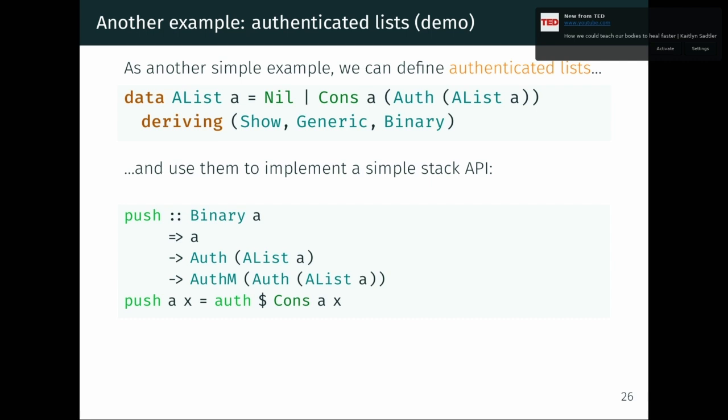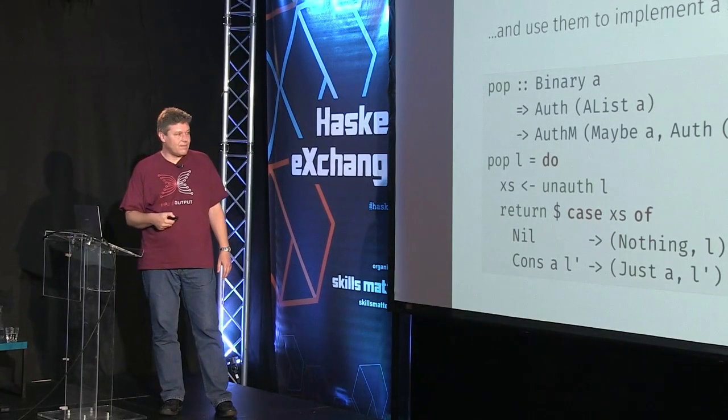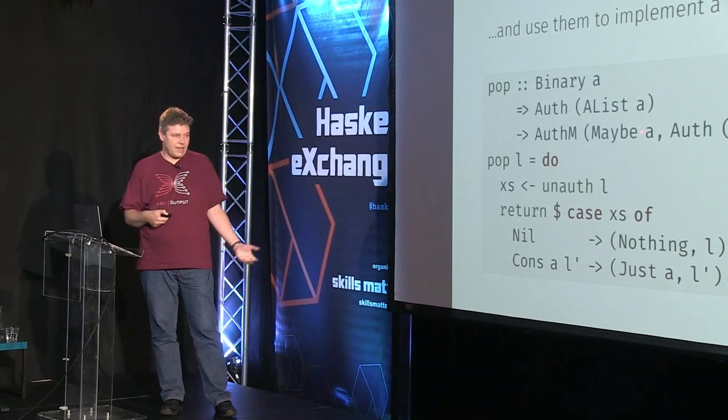And then I can see that as a stack where I have push and pop. So push: I push an element, I just cons it, and then I have to authorize the result. And pop is supposed to get an authenticated A list and then return maybe A if it was not empty, return the head and the tail of the list.